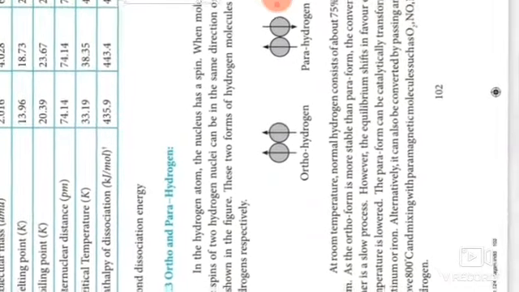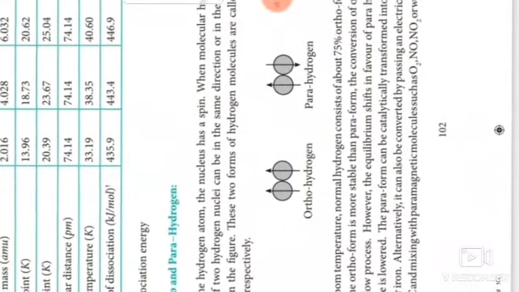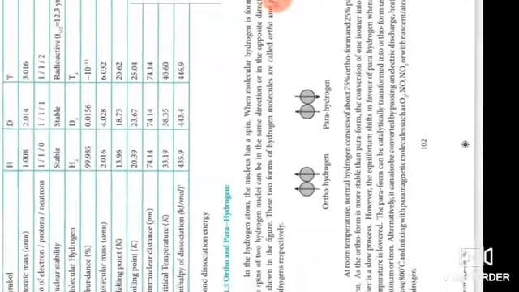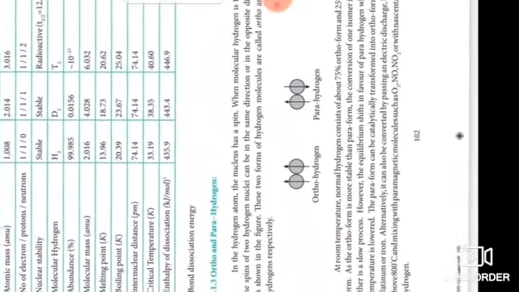Normal hydrogen consists of about 75% ortho form and 25% para form. So suppose hydrogen is present in a particular place, what will happen? The hydrogen is 75% in the ortho form and 25% in the para form. But the ortho form is more stable. The equilibrium shifts in favor of para hydrogen when the temperature is lowered. So when the temperature is reduced, the ortho hydrogen is converted into para hydrogen.